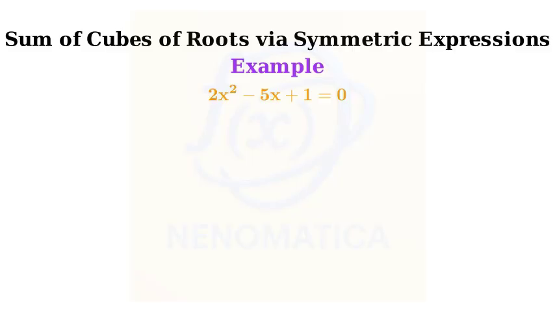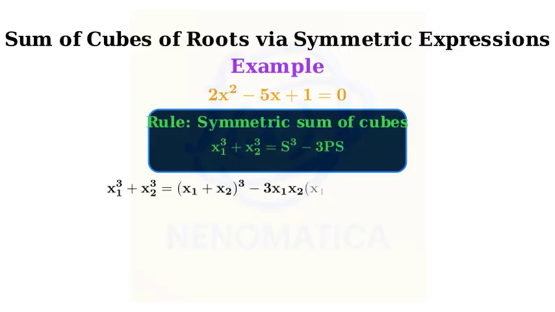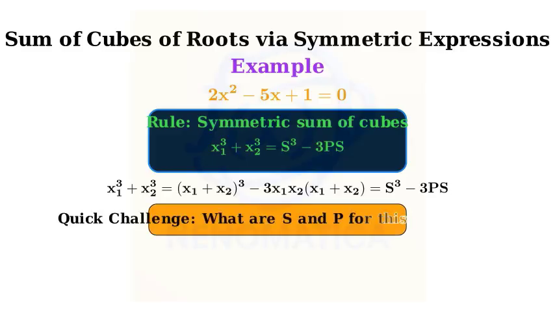Step 1. We use a symmetric identity for the sum of cubes of the two roots. The rule says x sub 1 cubed plus x sub 2 cubed equals S cubed minus 3PS, where S is the sum of the roots and P is their product. This comes directly from expanding (x sub 1 plus x sub 2) cubed and subtracting 3 times x sub 1 x sub 2 times the sum.